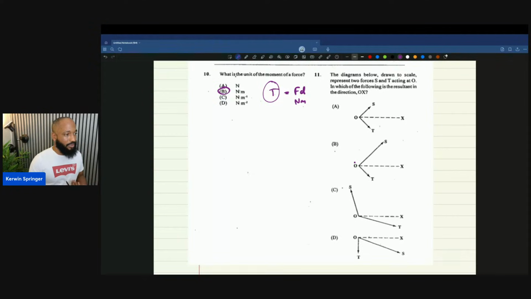No, it's not M. The symbol for moment is T. M is mass, come on, M. So check over.